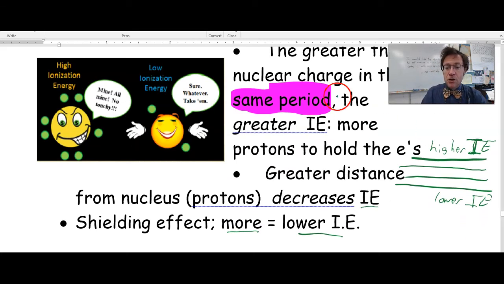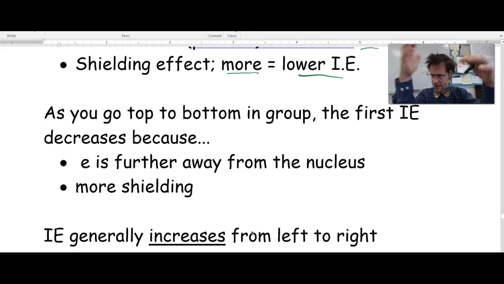The greater the distance from the nucleus, or like from the protons, decreases ionization energy. So anytime you can get that radius bigger, you're going to decrease the ionization energy. And also more shielding lowers ionization energy, because more shielding means more radius. It's like this whole thing. Once you get it, they all kind of affect each other.